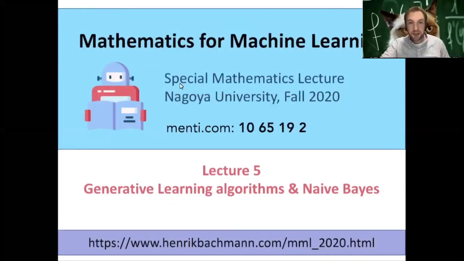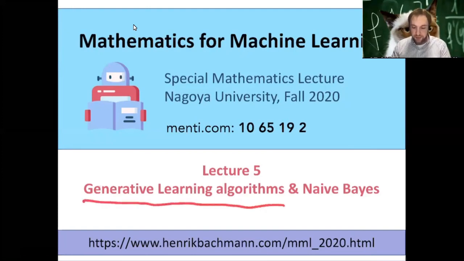Okay, so welcome to lecture number 5. Today we want to talk about what is called generative learning algorithms and naive Bayes. This will be a little bit different to what we did before on logistic and linear regression.